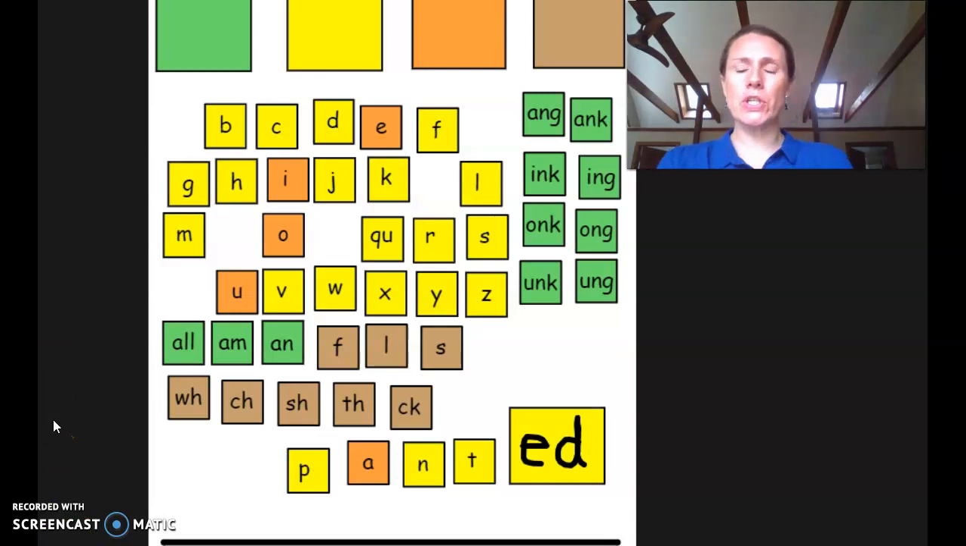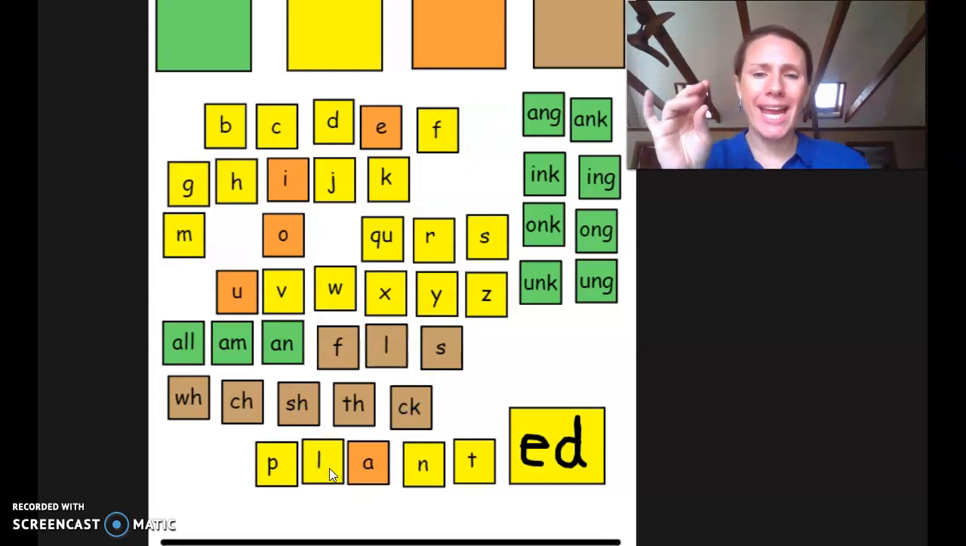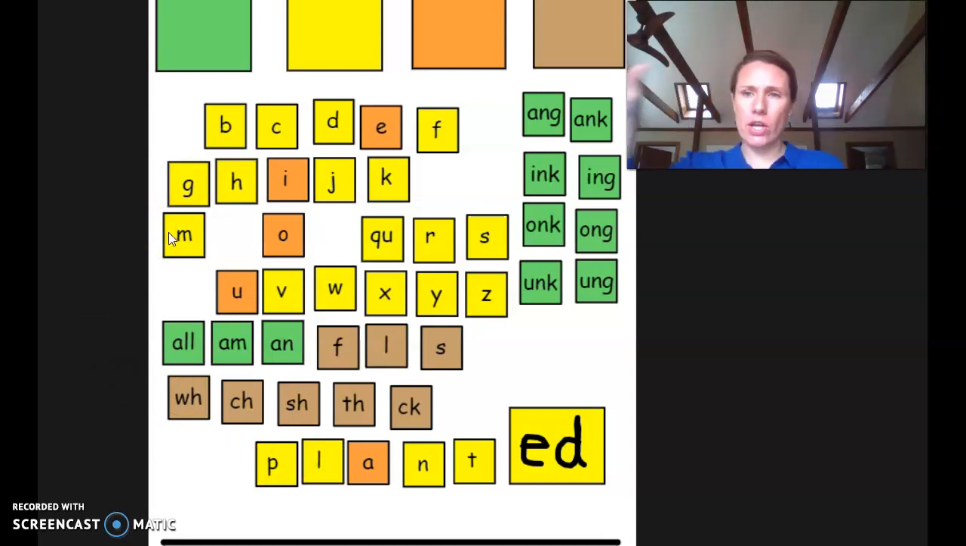Okay, whenever you build or write a word, you need to tap it and check it. Let's check mine. Ant, panted, panted. Something's missing. It was supposed to be plant. Oh, I feel my tongue making the L sound. There we go. Let's check it now. Plant, planted. Excellent. And let's mark our words. Underline the base word. Circle the suffix. Planted.